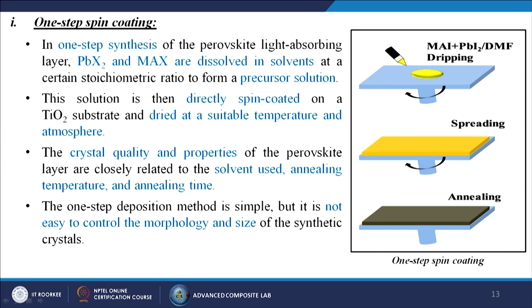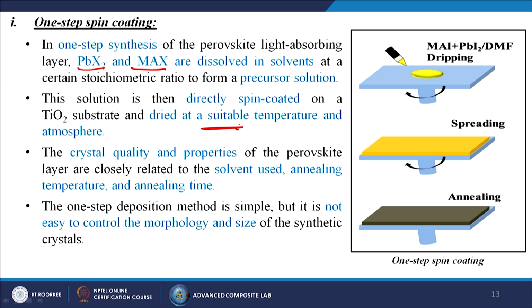So, if we talk about the one step spin coating, in one step synthesis of the perovskite light absorbing layer, PbX2 and MAX are dissolved in solvents at a certain stoichiometric ratio to form a precursor solution. This solution is then directly spin coated on a titanium dioxide substrate and dried at a suitable temperature and atmosphere, as I told already. So, this suitable means it is the controlled one.